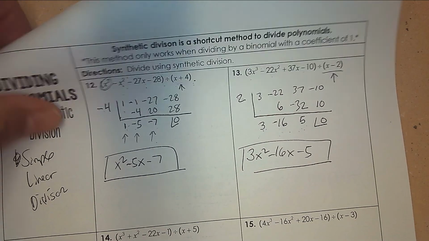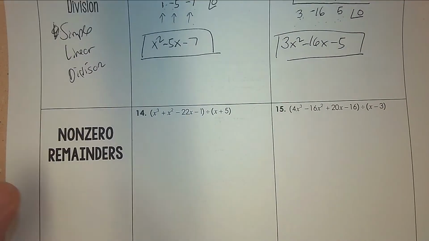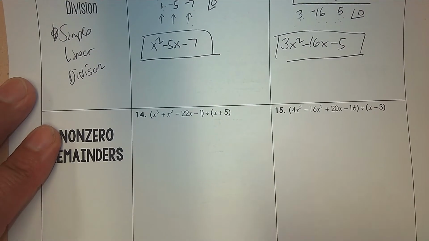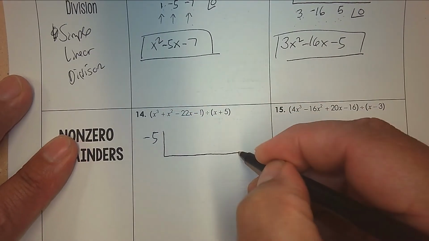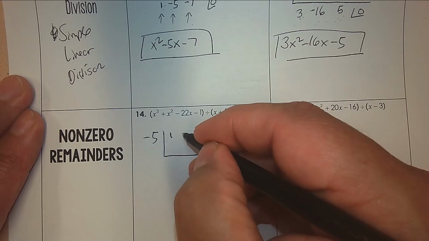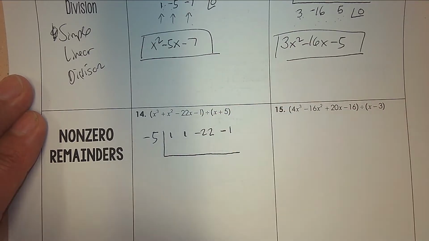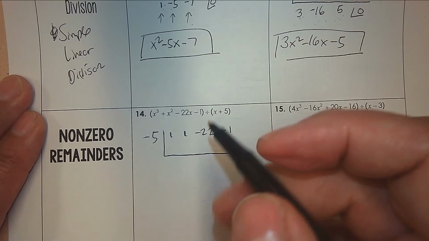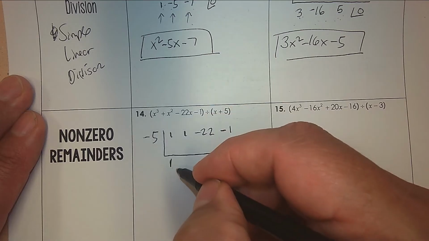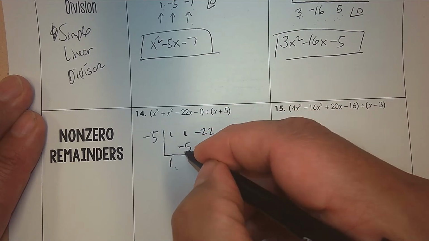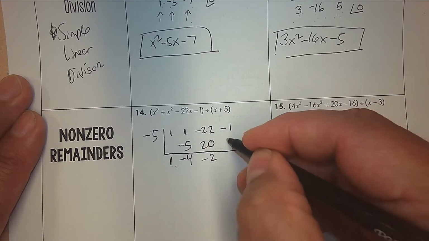Now I'm going to do that again. And understand that if there's a remainder, I need to write the remainder as a fraction. So I have negative 5, that's the 0. I do a big L. I have 1x cubed, 1x squared, negative 22x, and just negative 1. So no variables. I'm going to add, so 1 plus nothing's 1. And then I'm going to multiply. So negative 5 times 1. I'm going to add, I'm going to multiply, all the way across.